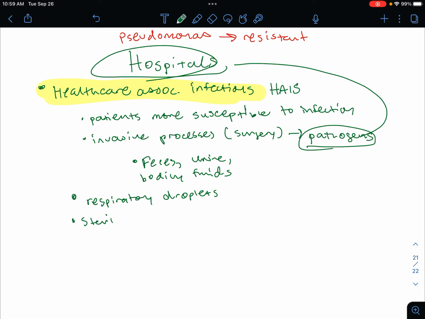Sterilize instruments. And people, of course, we need to sterilize instruments. Yes, this is the main point. We need to avoid introducing infection to deep tissues.